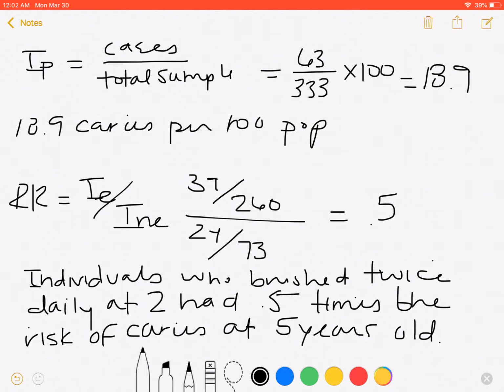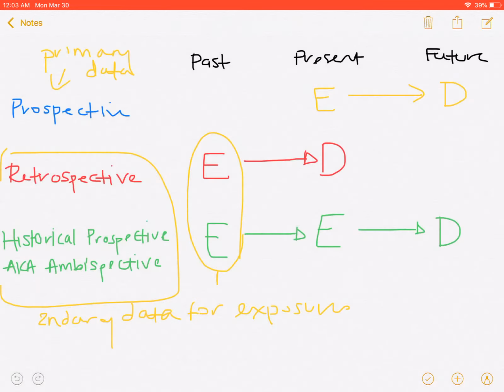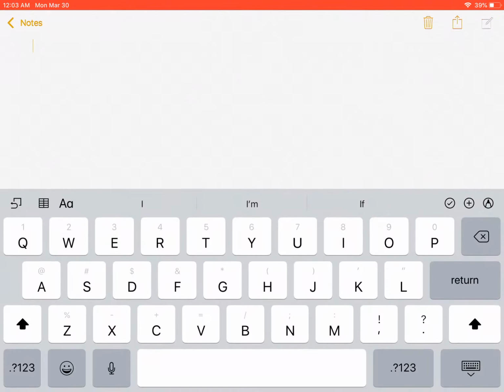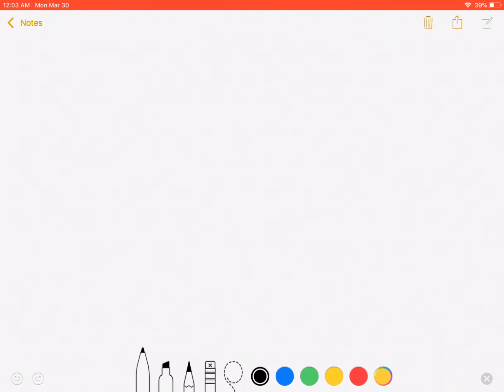All right, so those are our first two. 0.5 times the risk, so it's protective. It's our very first time that we've had a protective factor. And the next two calculations are going to look wildly different because it is a protective factor. So, what do they look like?